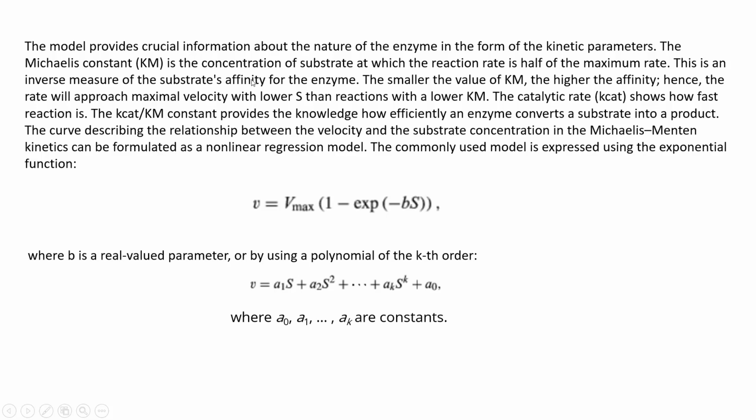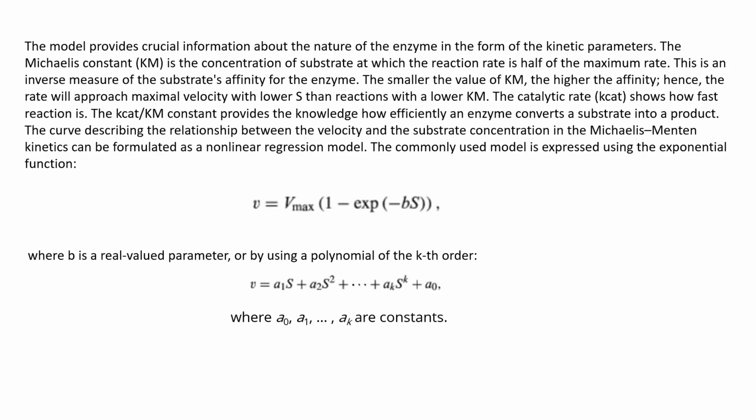This is an inverse measure of the substrate's affinity for the enzyme. The smaller the value of Km, the higher the affinity, hence the rate will approach maximum velocity with a lower S than other reactions with a higher Km. So if your Km is low, that means your affinity is high. That means it will reach that saturation point much faster than other reactions with higher Km. And the catalytic rate shows how fast the reaction is.